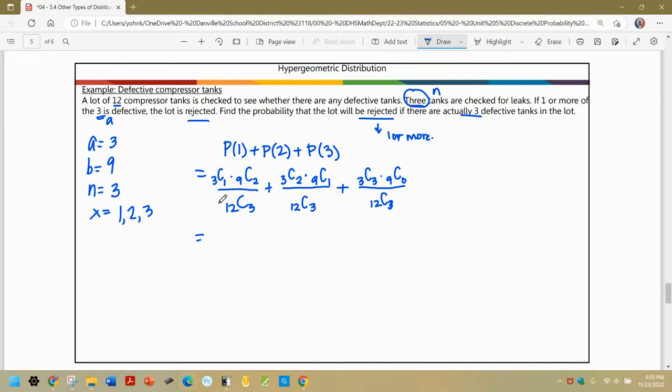Type this into our calculator, 3 decimals: 0.491 plus 0.123 plus 0.005. Add these 3 up, grand total of 0.619. So basically, there's a 62% chance that the lot will be rejected.